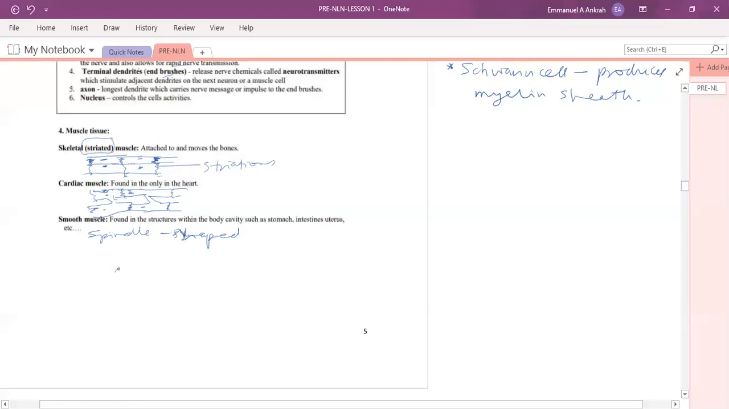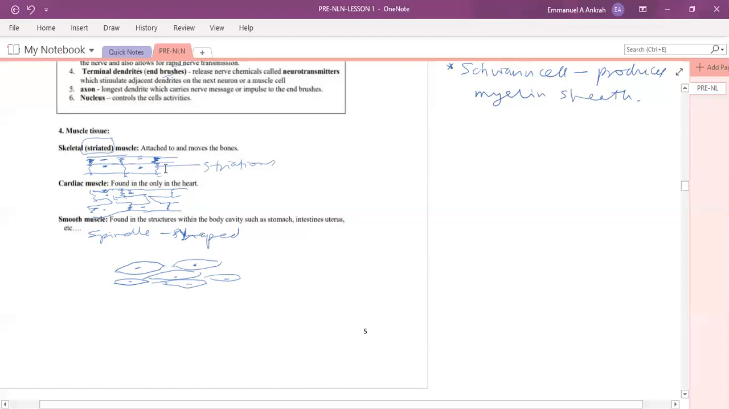So spindles, that looks like this. And you have the nucleus. So if you see these structures, then those are the smooth muscles found in internal organs. Okay. So these are the three types of muscles that you should be able to identify in questions.